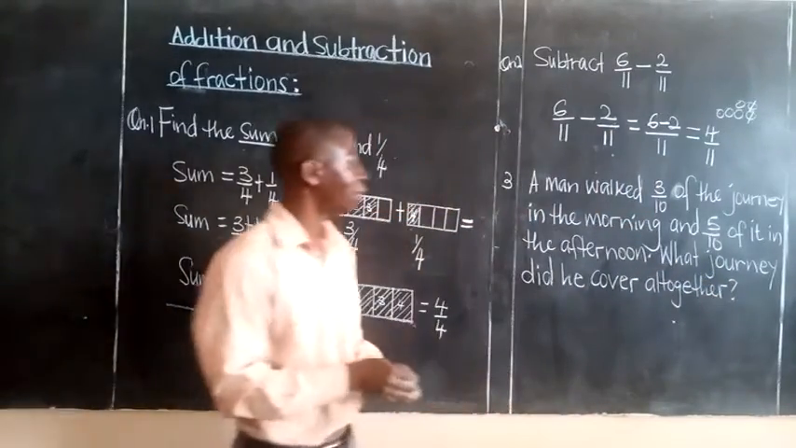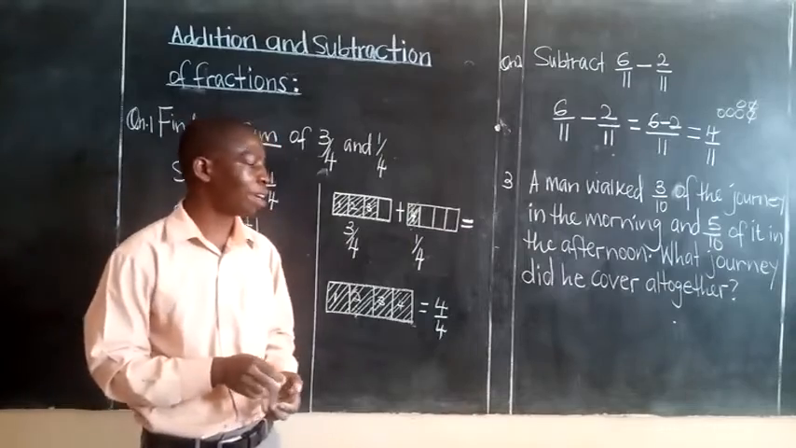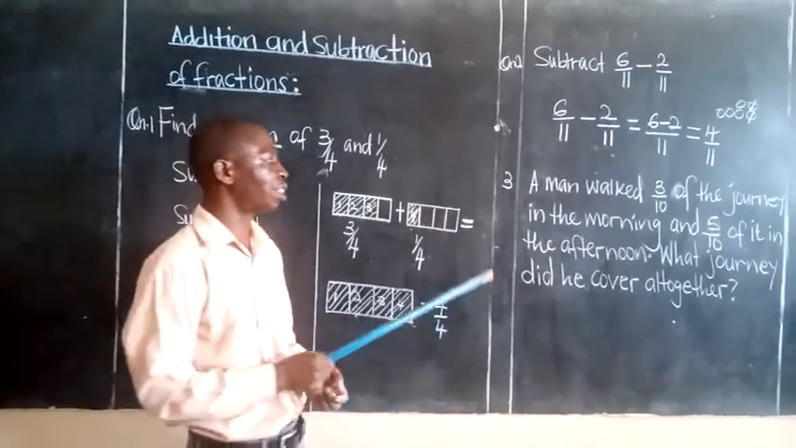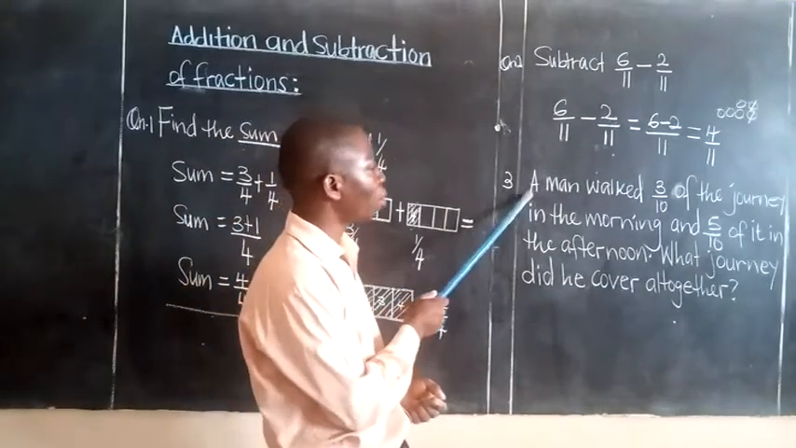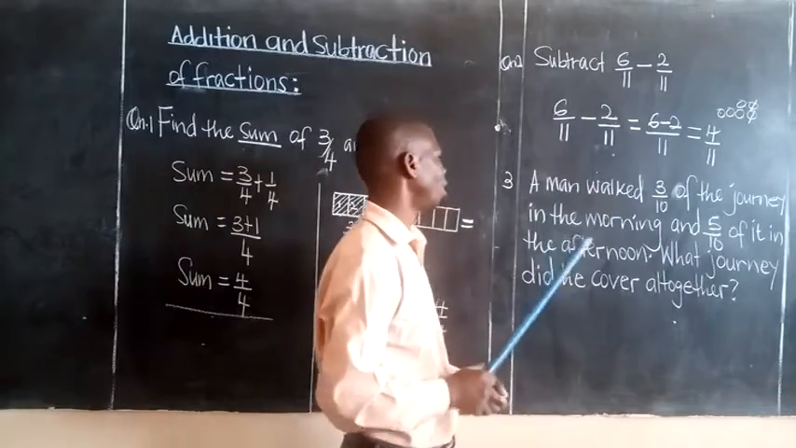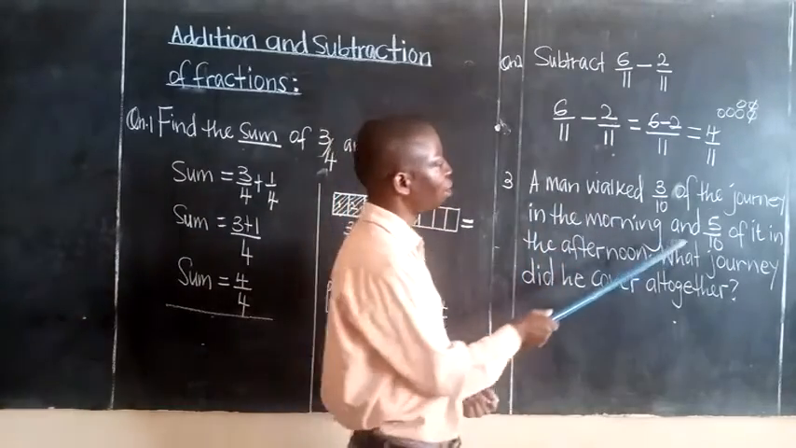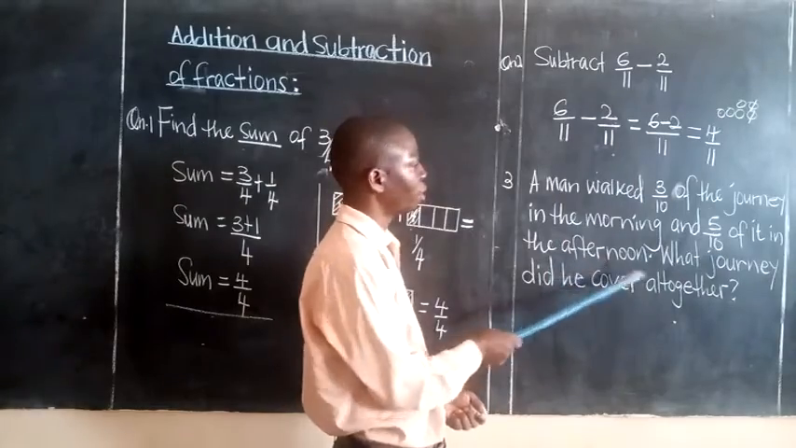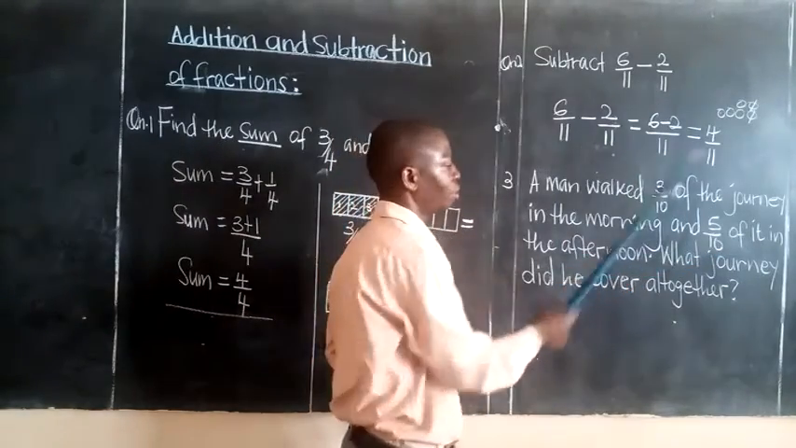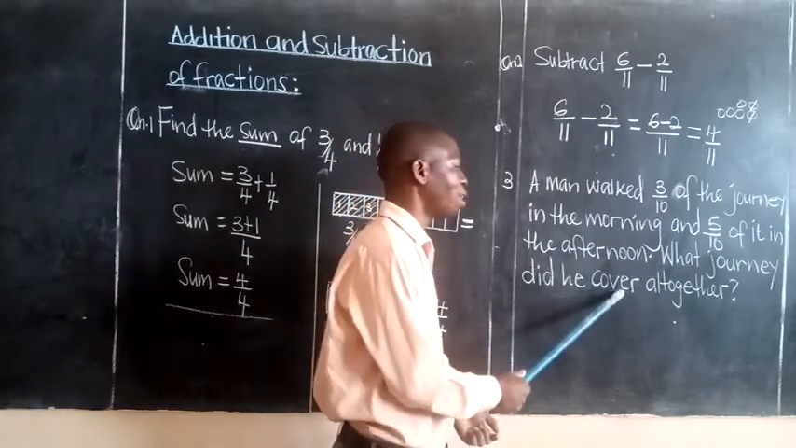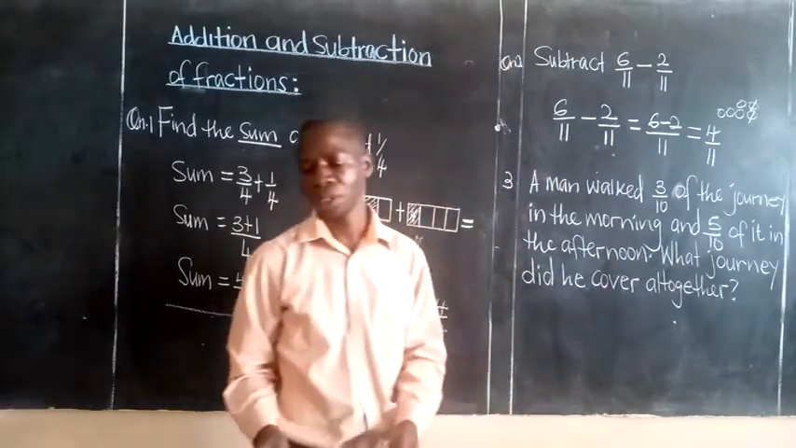What journey did he cover altogether? So let us try to reread the statement. They are saying a man walked 3/10 of the journey in the morning and 5/10 of it in the afternoon. What journey did he cover altogether?